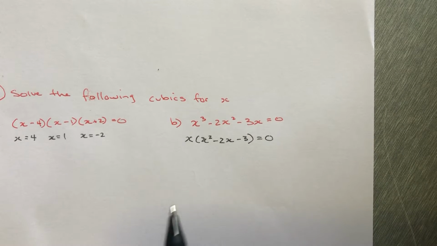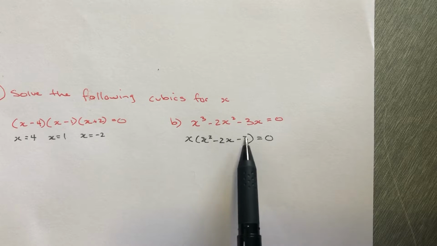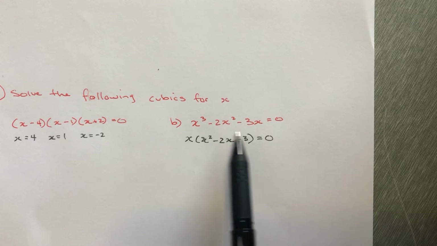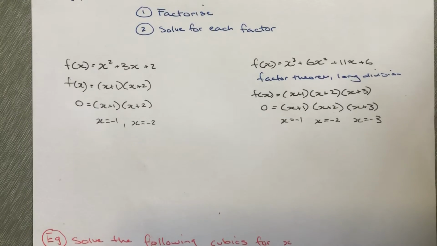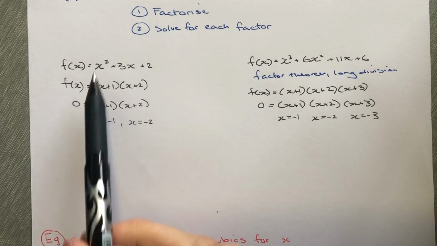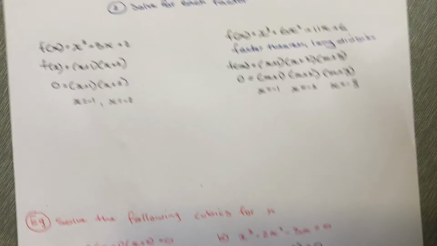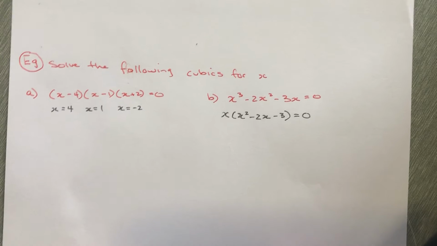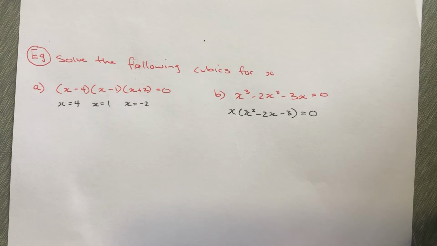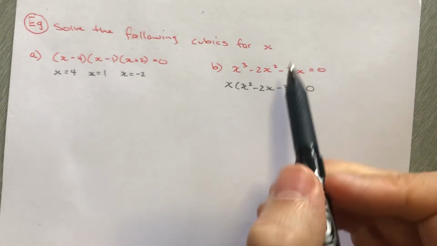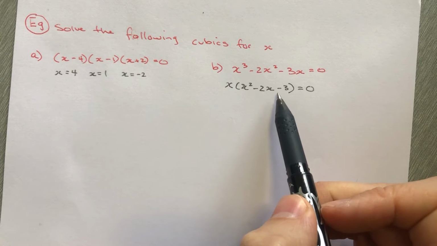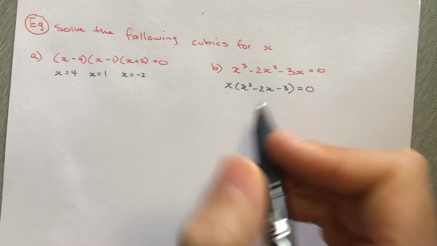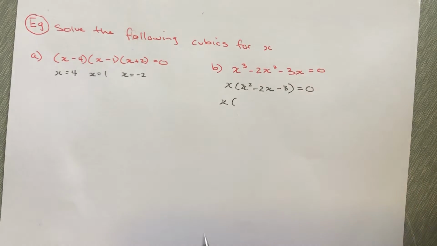There we go. So now we can see that we have a quadratic in here. Now we should be able to factorize this one the same as we did with this one up here as well. Okay, so I can see that we need the factors of negative 3 that add to make negative 2. So that's going to be x minus 3, x plus 1.